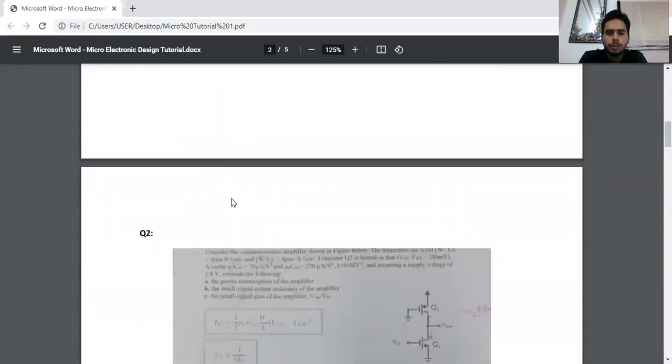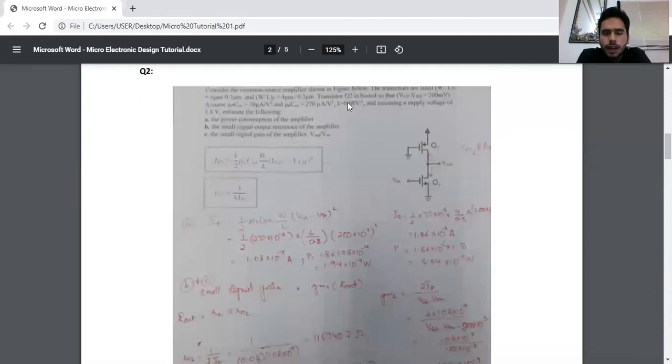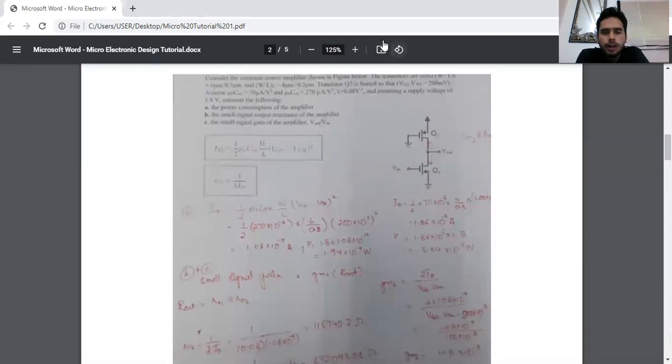Moving forward to question number two, we have a similar circuit and we will be highlighting these parts. As you see, the parameters are as follows. For W over L of MOSFET number one it is 6 micrometers over 0.3 micrometers, and for MOSFET number two it is 4 micrometers over 0.3 micrometers. mu_p Cox equals 70 micro for this, and for mu_n Cox it is 270 microamps per volt squared. Lambda equals 0.08, and the supply voltage being supplied at this point is 1.8.